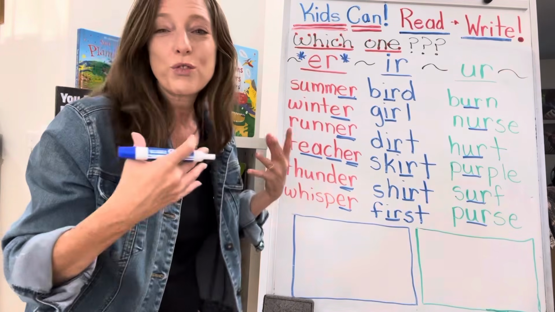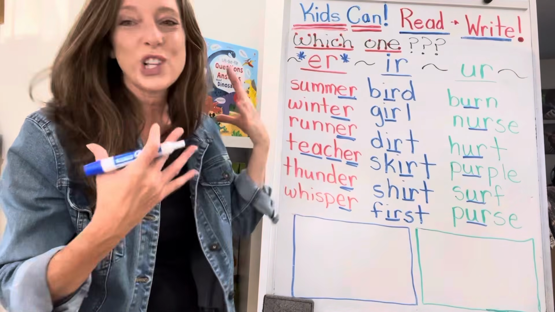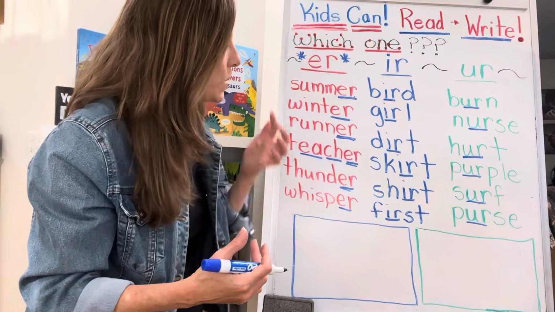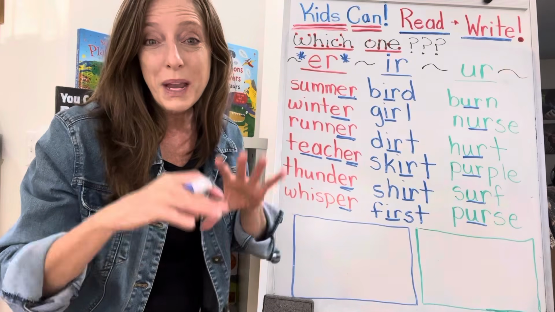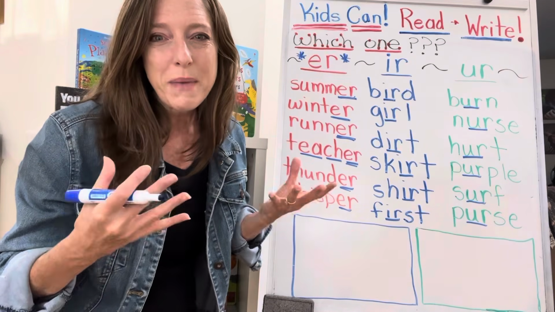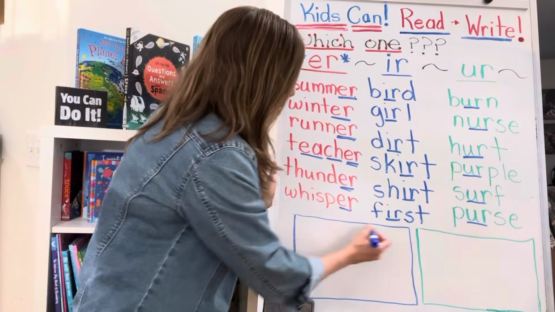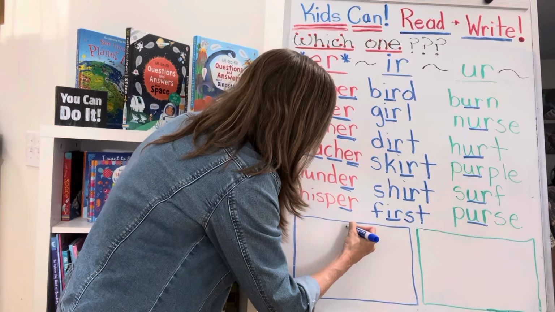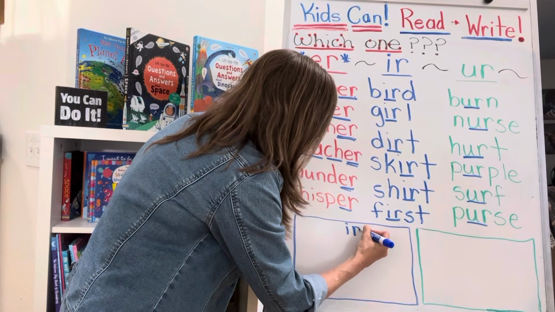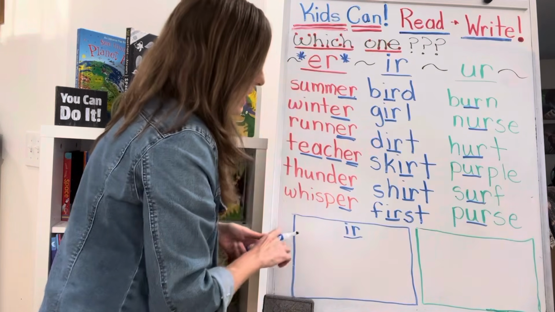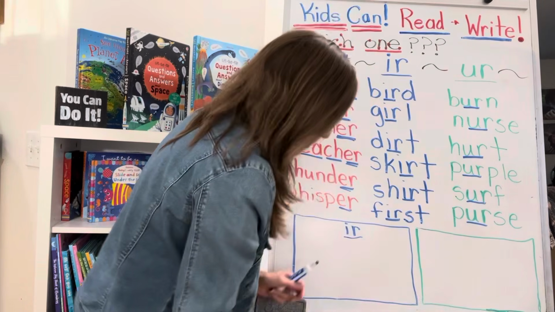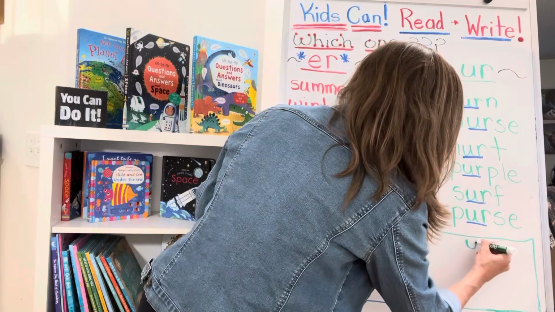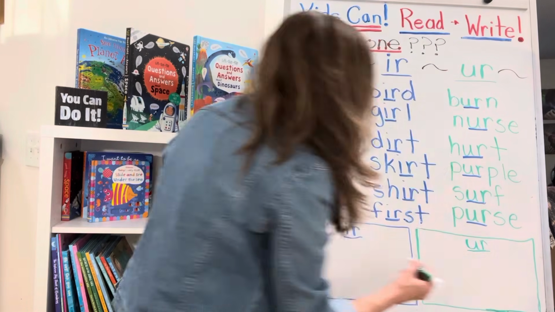You know, if you're not great at visual memory, at just looking at things and remembering them, it's really hard to know which one to use. So what I like to do is help kids make memory pictures. It's a great memory tool that you can use. So here we have the blue box. We're going to make our IR memory picture in this one. And then we're going to make our UR memory picture in that one.